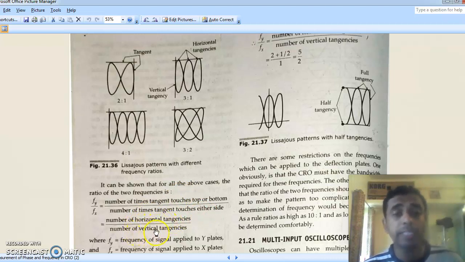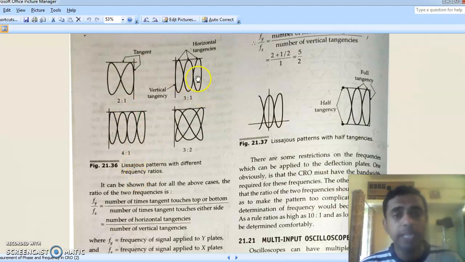That is, the number of horizontal tangencies to the number of vertical tangencies. See, if I get such a pattern, I draw a horizontal tangent. This horizontal tangent intersects at 2 points. So there are 2 intersections, so my numerator will be 2 horizontal tangencies. And I draw a vertical tangent. There is only one contact, or one intersection. If you draw a vertical tangent here, there is again one vertical tangency, or one contact. So my denominator will be 1. That is why it is written as 2:1.